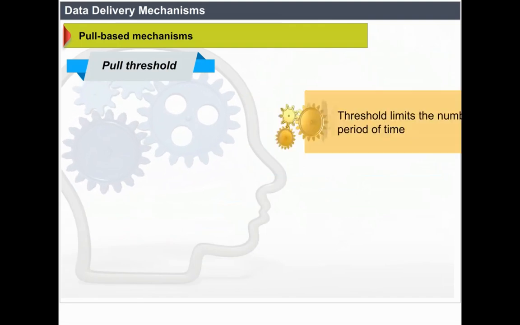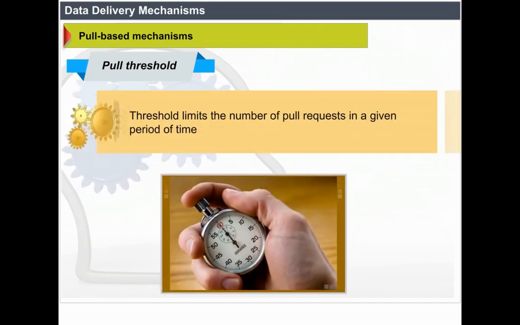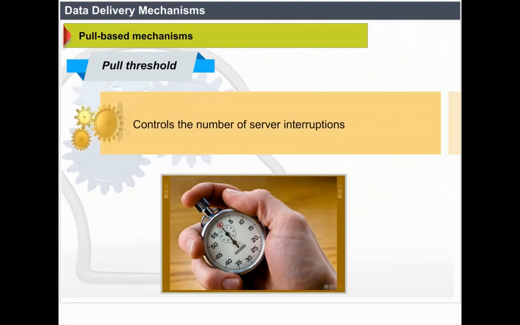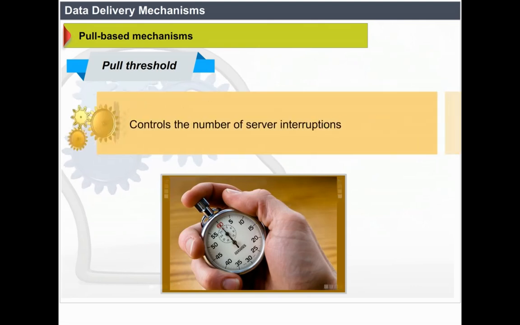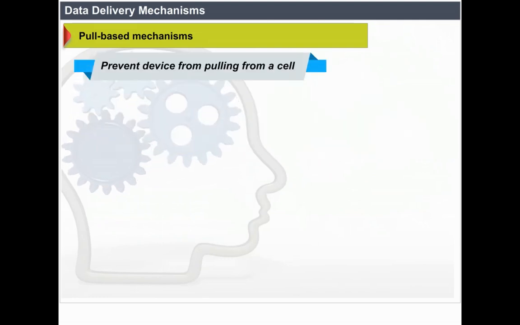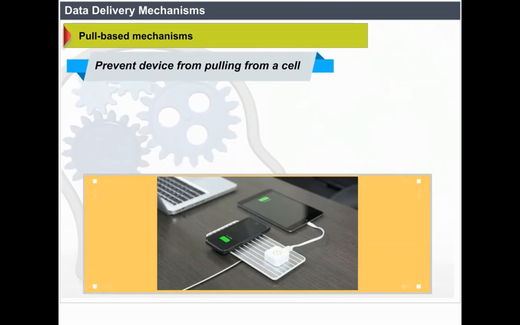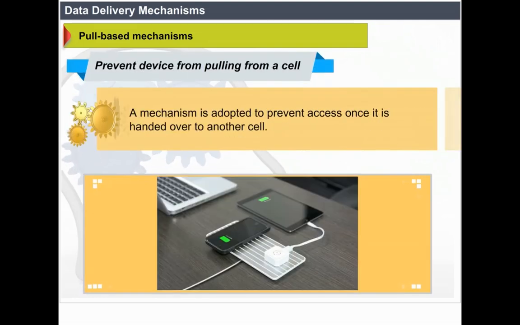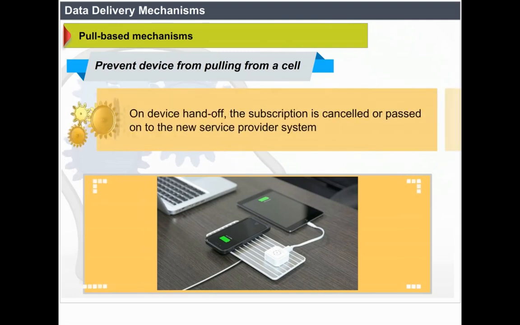Pull threshold. The threshold limits the number of pull requests in a given period of time. It controls the number of server interruptions. Prevent device from pulling from a cell. A mechanism is adopted to prevent access when the device is handed over to another cell. On device handoff, the subscription is cancelled or passed on to the new service provider system.